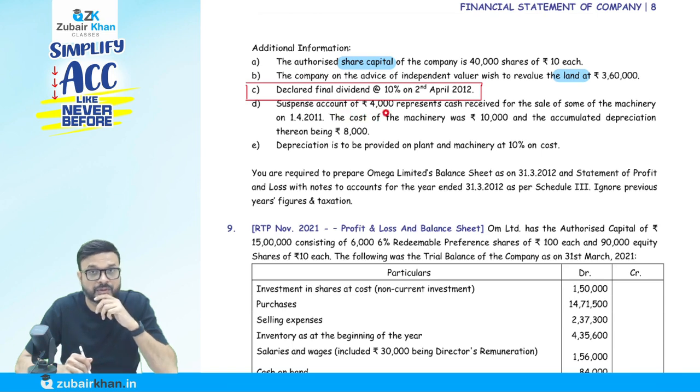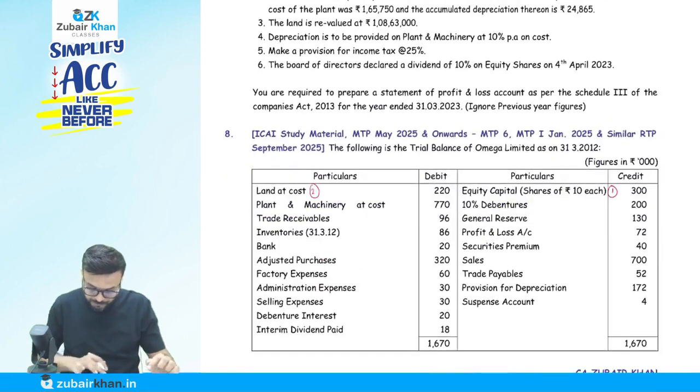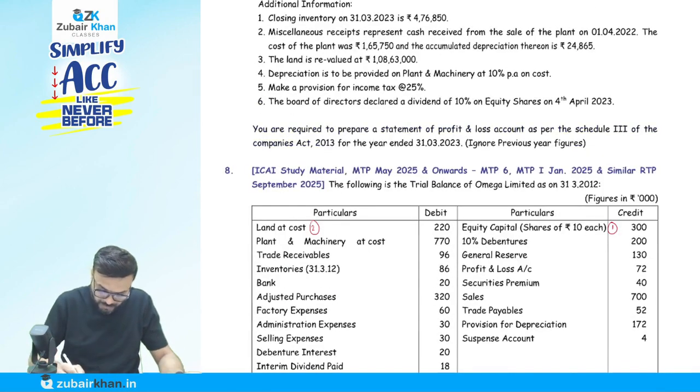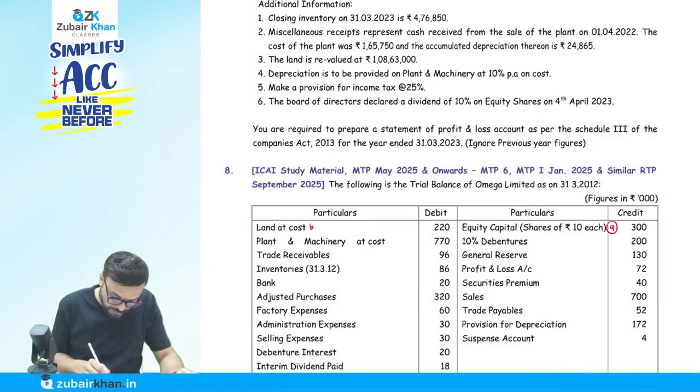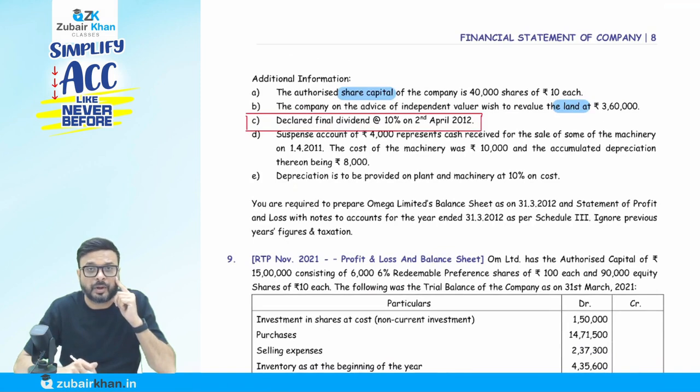The suspense account of rupees 4,000 represents cash received for the sale of some of the machinery on 1st of April 2011. The cost of the machinery was rupees 10,000 and the accumulated depreciation thereon was rupees 8,000. So this point D belongs to the suspense account, and I will discuss it in detail. Then point E: depreciation is to be provided on plant and machinery at 10% on cost. So they are talking about depreciation on plant and machinery.